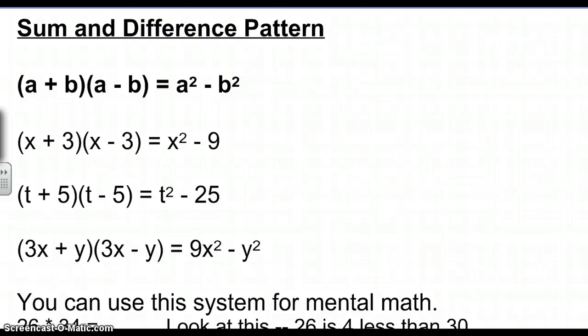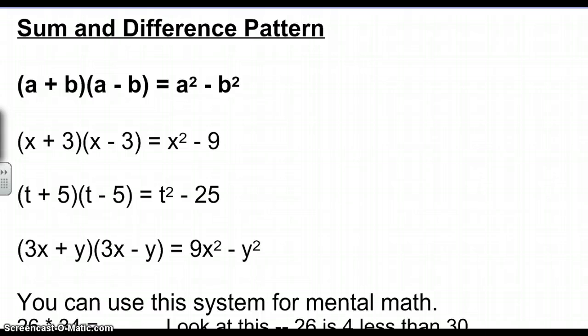So you get a squared minus b squared. If you recognize that when you see it, it's really easy to calculate the answer. If you look at x plus 3 times x minus 3, that follows the pattern, so you know the answer is the square of the first term, that's x squared, minus the square of the second, which is 9. So it's x squared minus 9.